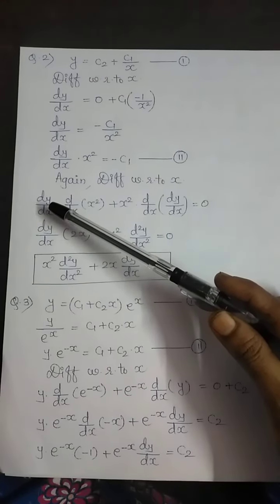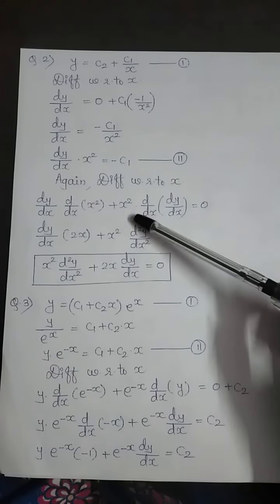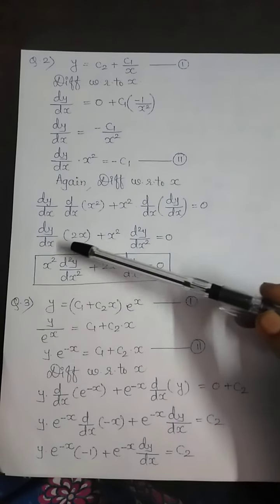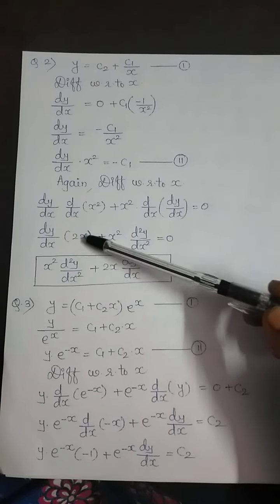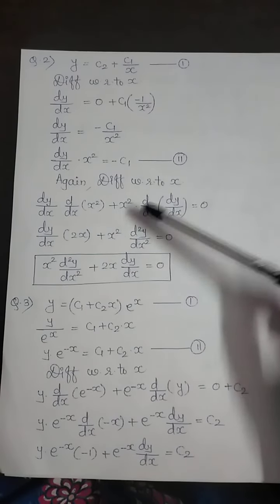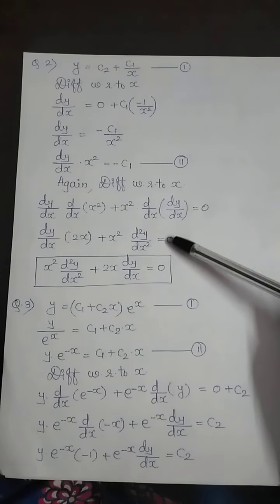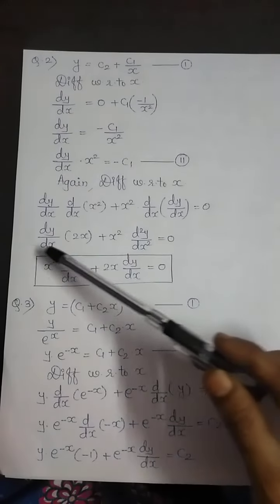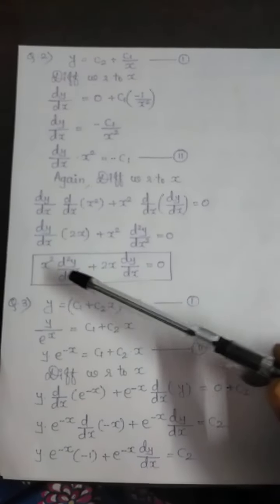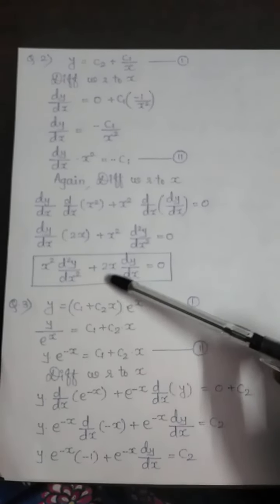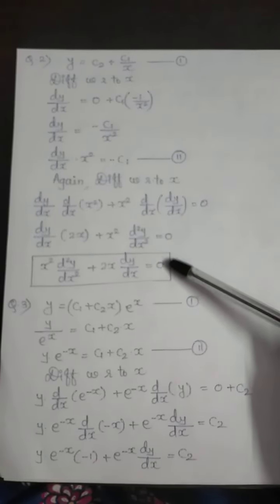Here we have applied u derivative of v plus v derivative of u. So dy by dx into derivative of x square as 2x plus x square into derivative of dy by dx, that is d square y by dx square, is equal to 0. Now we can write this as x square into d square y by dx square plus 2x into dy by dx is equal to 0.